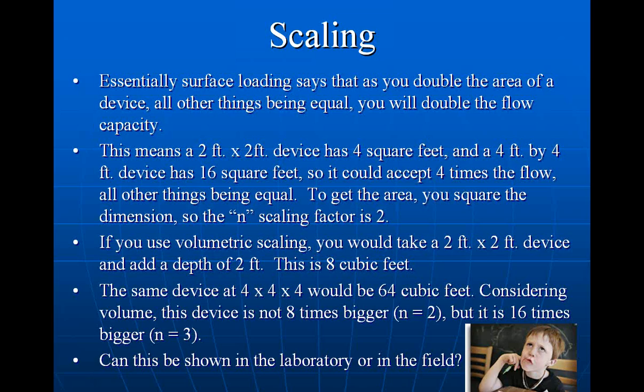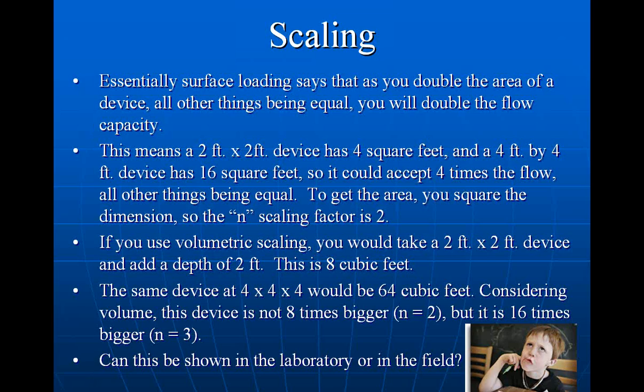Surface loading, HLR, says if you double the area of a device, everything else being equal, you can double the flow capacity. It is a very simple equation: Q, the flow in gallons per minute, divided by the length times width in square feet. So a 2-foot by 2-foot device has 4 square feet, and a 4x4 device has 16 square feet, so by surface loading it should be able to take 4 times the flow, all other things being equal. To get the area, you square the 2-foot dimension or square the 4-foot dimension. So the N scaling factor is 2.